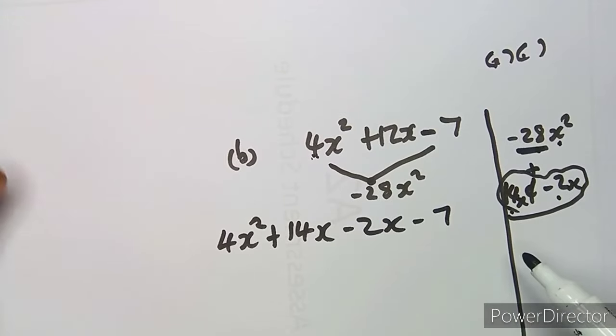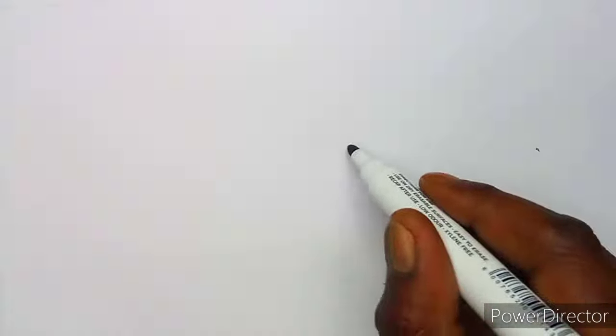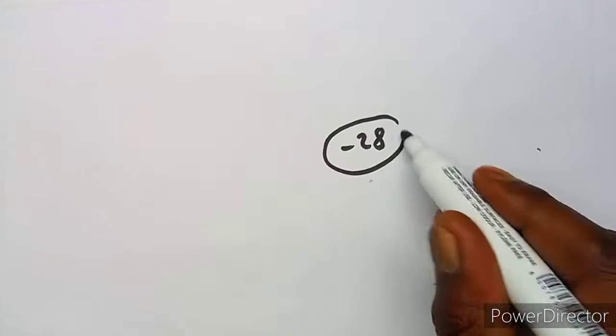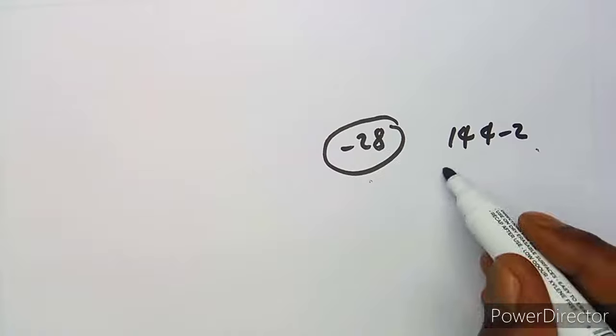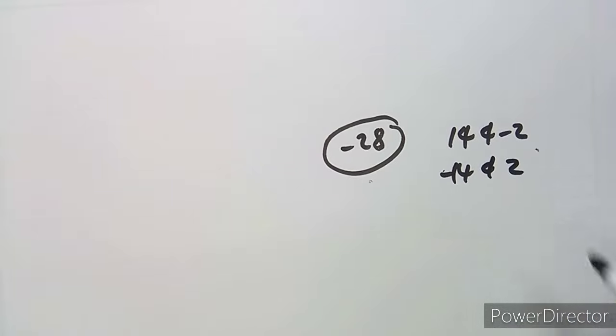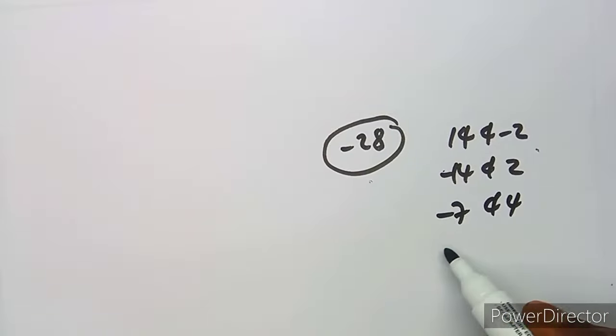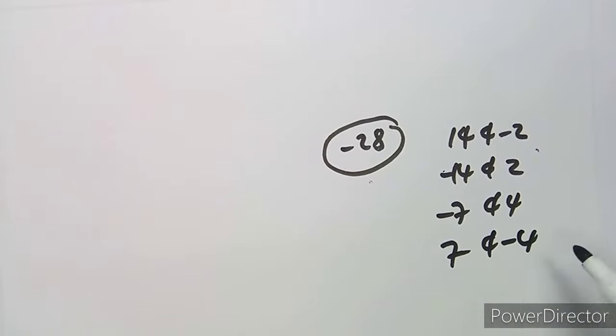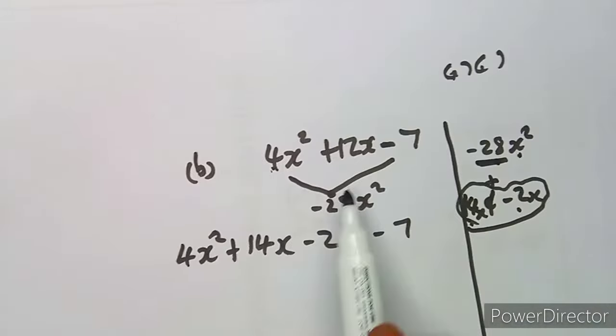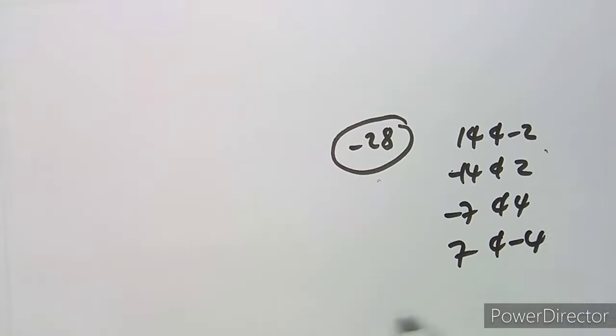So like I said, guys, it's a trial and error question where you have to try. This is negative 28. I can try 14 and negative 2, negative 14 and 2. So many. Which are the numbers again? Okay, we've got 4 and 7, negative 7 and 4, or it can be 7 and negative 4. So you try and see which one, when you add, is going to obtain this middle term 12. As you can see, of all those conditions, this is the only one that when you add, you're going to obtain 12.